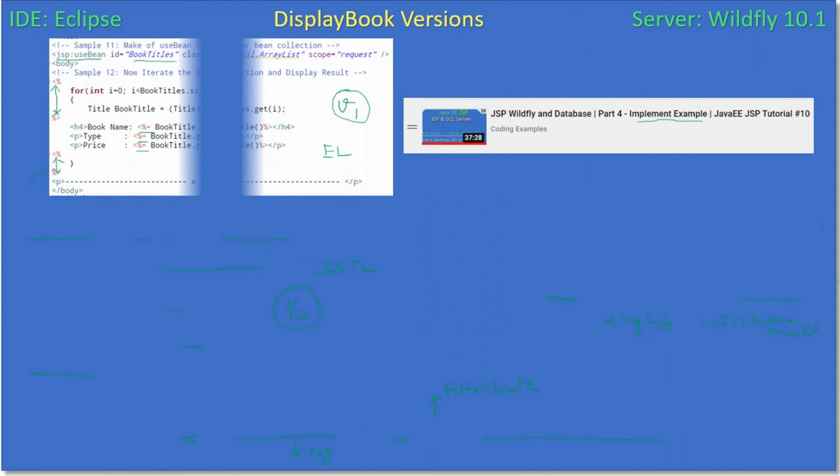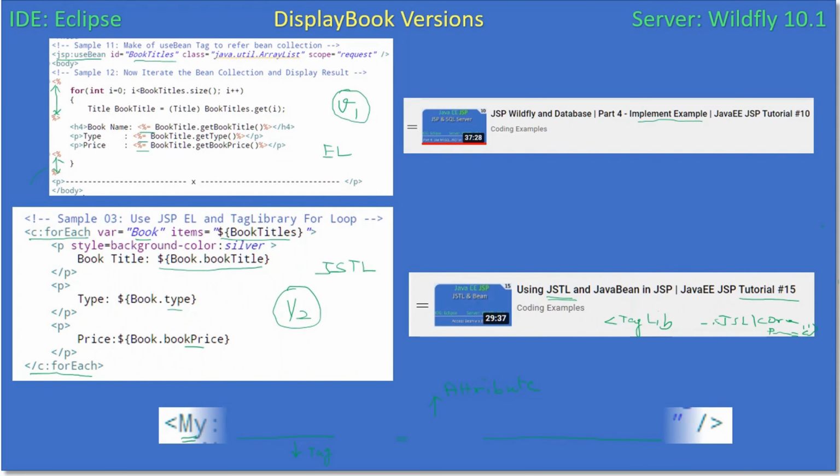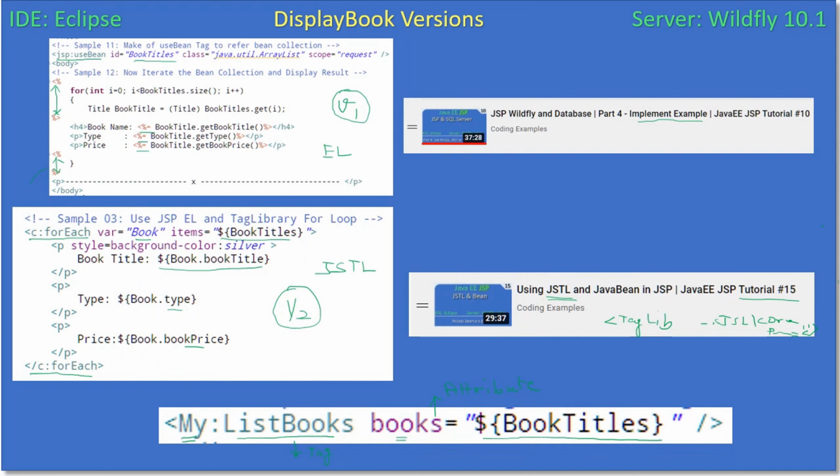So in the last video we talked about different versions, version 1, version 2, and this will be our version 3 JSP file. Soon we will create this, and this will be our display book version 3. So you can see how we are improving it. First we used the scriptlets, then we used JSTL. Now here also we are using JSTL, but instead of using the JSTL tag we are going to use our own tag.